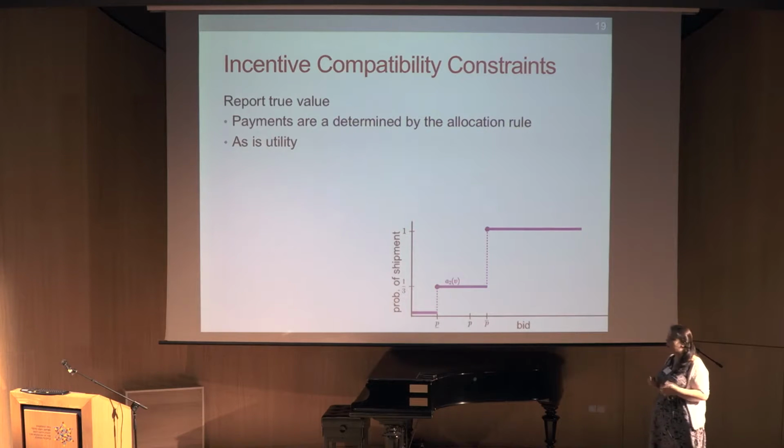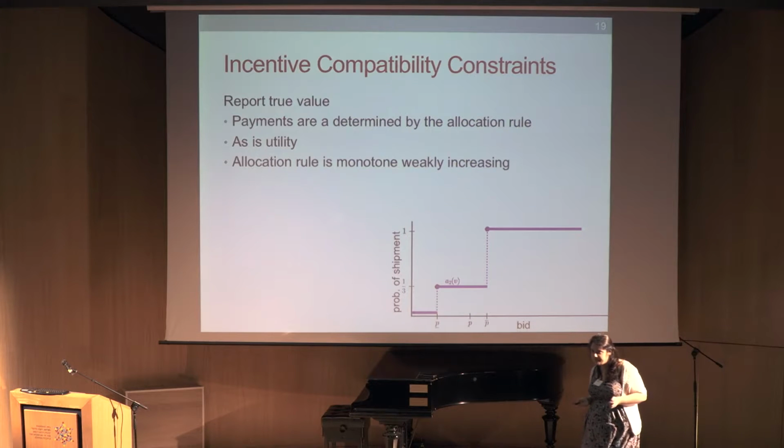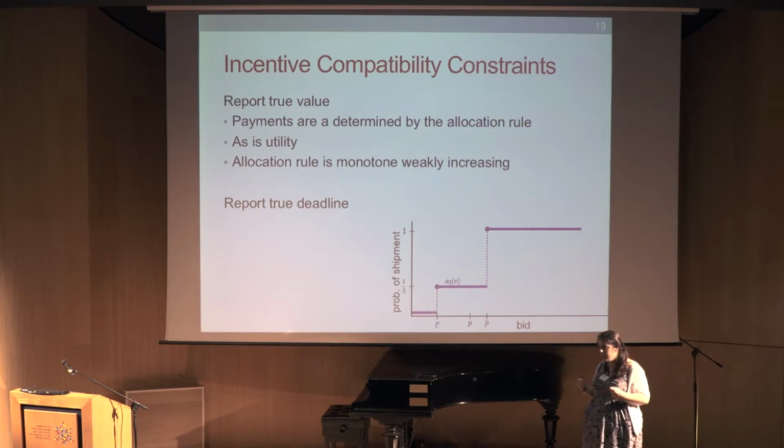Okay, so what are the constraints for incentive compatibility? They're the two things I just mentioned: that payment and utility are determined, and also that we need our allocation rule to be monotone weakly increasing. The other thing we need to incentivize is for bidders to report their true deadline over any other deadline.